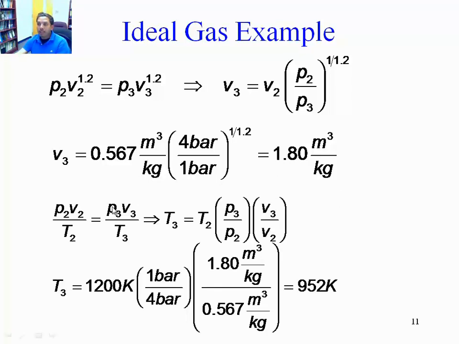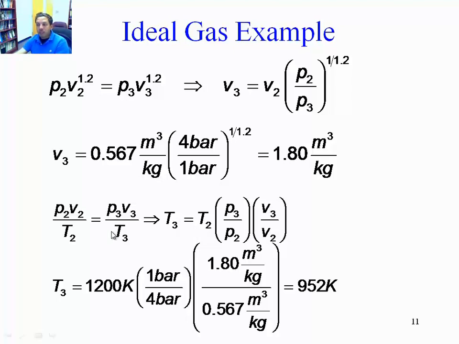We can relate the temperature the same way we relate anything with the state equation. P2V2 over T2 is equal to R. R is also equal to P3V3 over T3. That is the equation of state. So from here we can solve for T3, or we can just simply use V3 and P3 in the equation of state and say that T3 is equal to P3V3 over R. It's up to you.